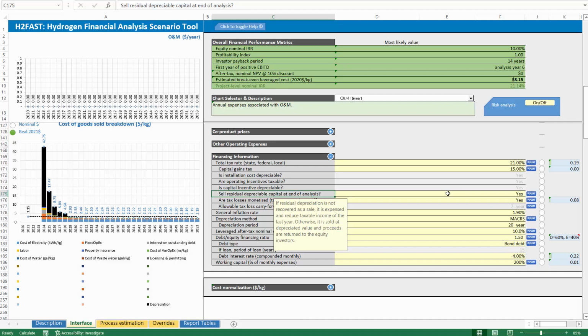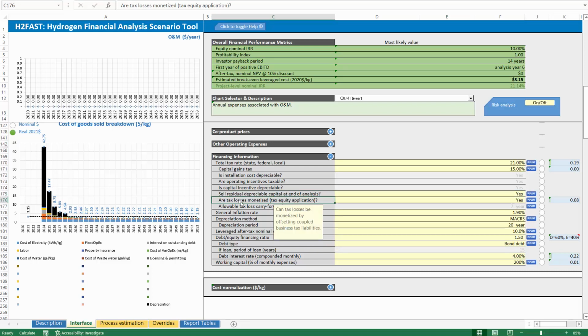residual value, is it going to be written off, or are you going to be able to realize the residual value of that asset? So for example, if you have compressors asset that can be sold at the end, you can choose to either write it off or not.